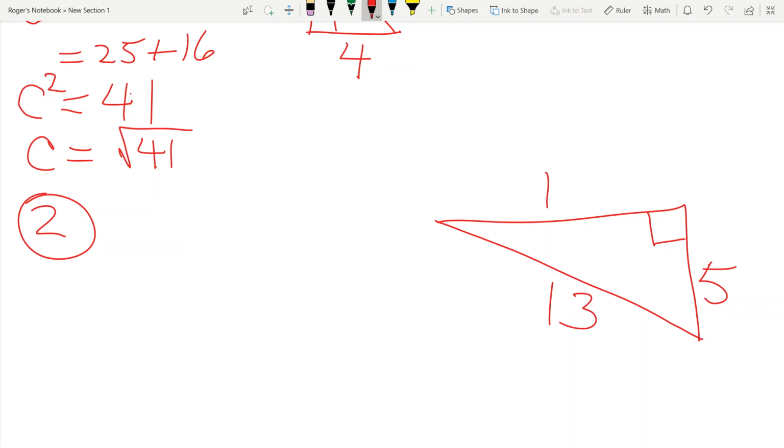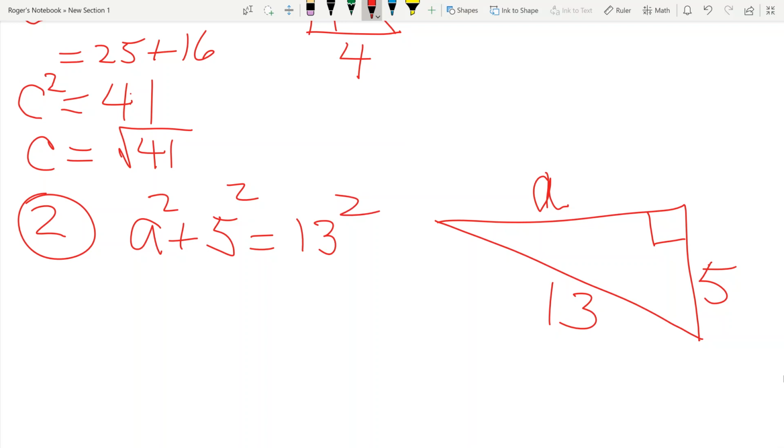Well, I just blew it. Let's say this is A. So 5, 13, and A. So what is A? Well, we know that A squared plus B squared, and 5 is the B here, is equal to C squared, which is 13 squared.